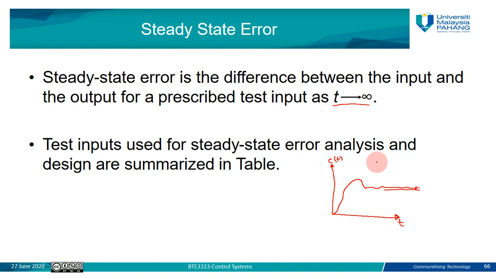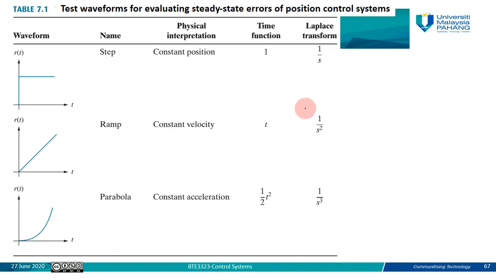Usually, in order to find the steady state error, we have to apply an input to the control system. Then, based on the applied input, we are going to measure the output. So the difference between the input and output represents the steady state response of the control system. We already mentioned these three functions or waveforms that we use to test the control system. We mentioned them in chapter 1.